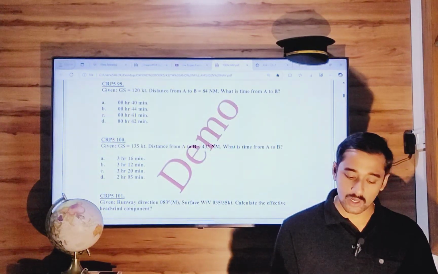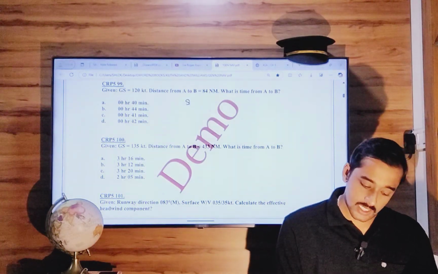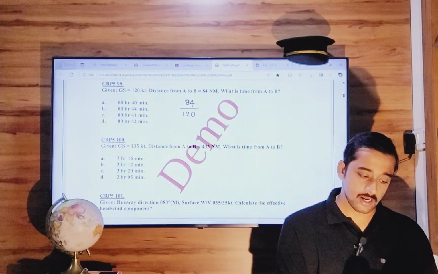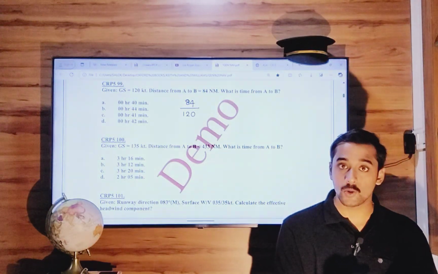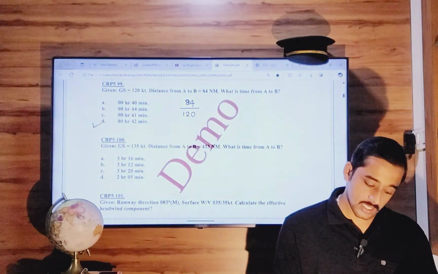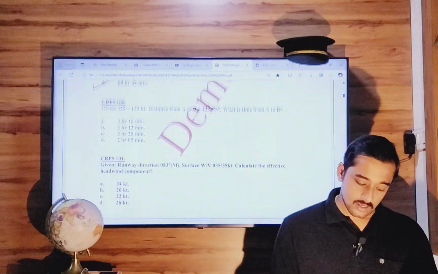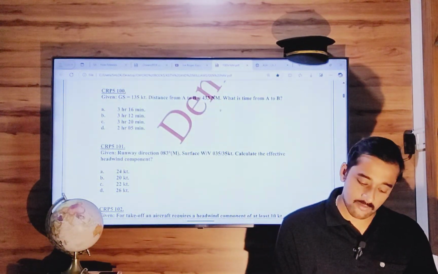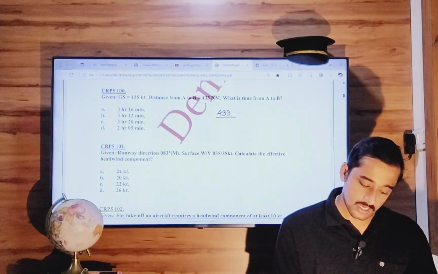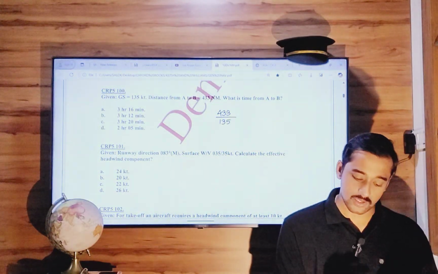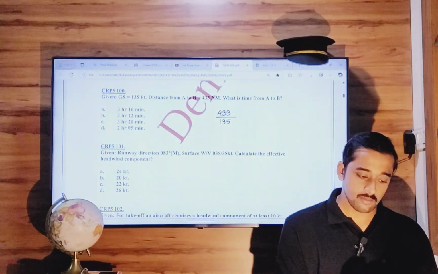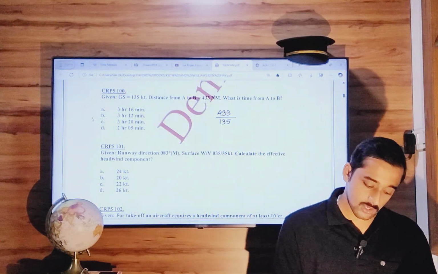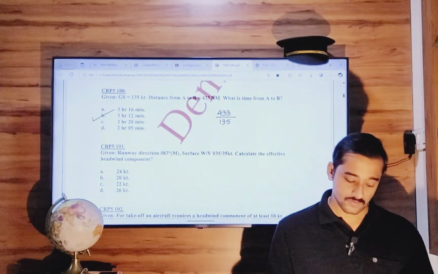Speed and distance given, what is the time? So distance 84, speed 120. So 84 divided by 120 is 42 minutes. So the correct option here is delta. Next, speed given, distance given, what is time? Again, time will be distance divided by speed, 135 knots. So 433 divided by 135 is 3 hours 12 minutes. So the correct option will be option bravo.